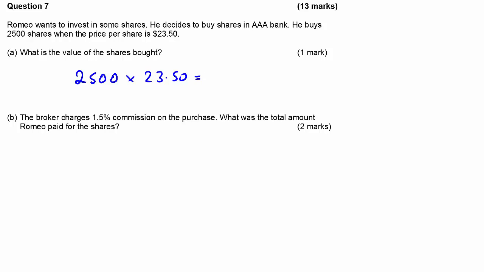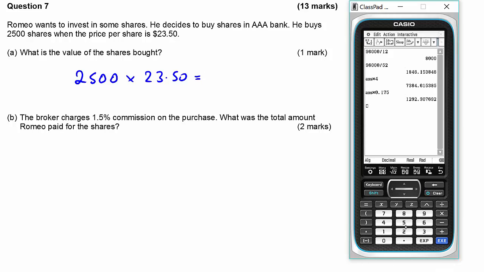So we just need to calculate that. So 2,500 multiplied by 23.50, 58,750.